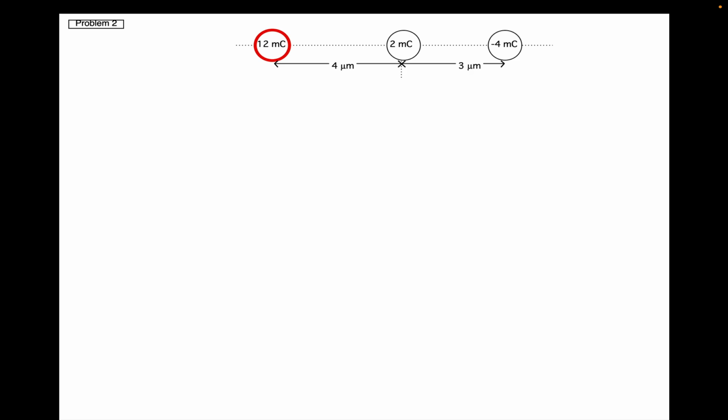This is an example problem showing you how to calculate the force acting on a charged particle in a line of other charges. To begin with in the calculation, we're going to find magnitude and direction, and then along the way, we're also going to show you some calculator tips to help you do the calculations. The question is to find the net force on the 12 millicoulomb particle.